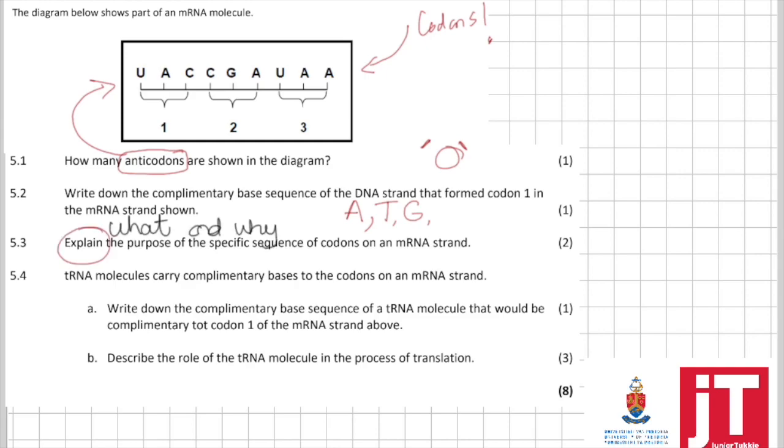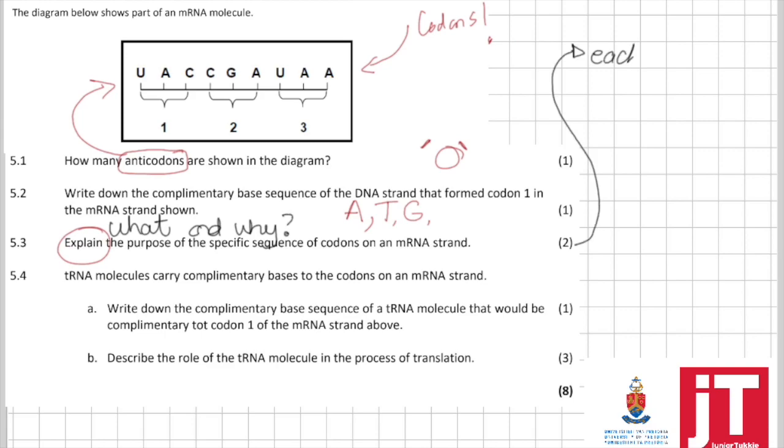Question 5.3 says to us, explain the purpose of the specific sequence of codons on an mRNA strand. And explain, it's very important to remember that when you see this action word, this verb, we have to identify the what of the question and the why of the question. And in this case, if we're looking at explain the purpose of the specific sequence, so what's the sequence, what makes it unique, and then why is it unique, and what is it going to result in at the end of the day.